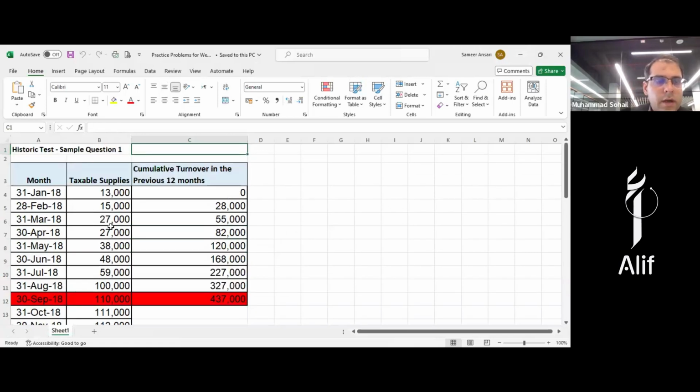Okay, here is the answer to this. Using the historical revenue test, you have the month, the taxable supply, and the cumulative turnover in the previous 12 months. So every month I add these up, and when I get to 30th of September 2018, the cumulative turnover has crossed 375,000 dirhams. This means that I have 30 days from this date to register for VAT. So here the answer is A, 30th October 2018.